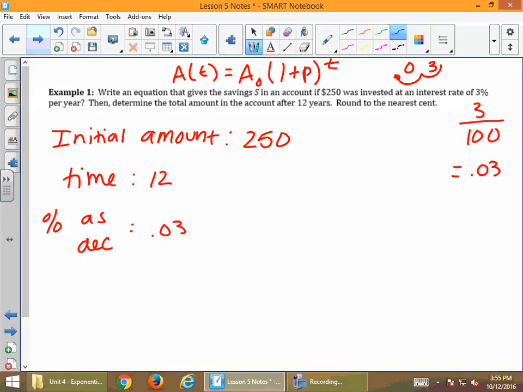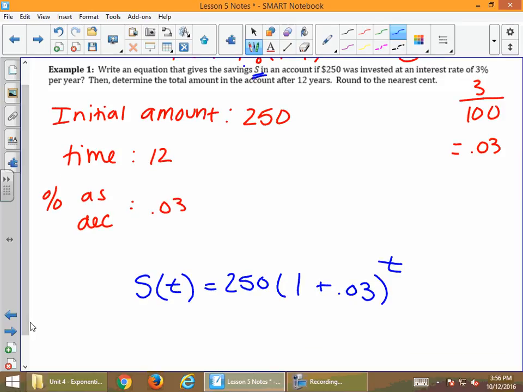Well, first we just want the equation. So when we write our equation, it's going to be S of t, because that's the nice big variable they gave us, what our outside variable is going to be. t is always dealing with time, so that's what's going to be inside your parentheses. Our initial amount, which is 250, times 1 plus your percent as a decimal, which is 0.03. And then we just want the equation, so we're going to leave our exponent as t. Okay?